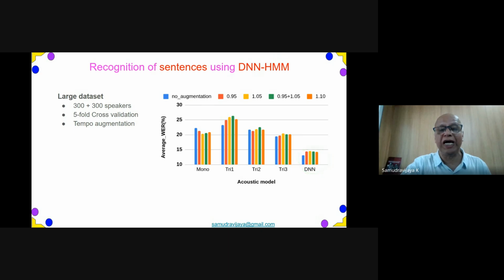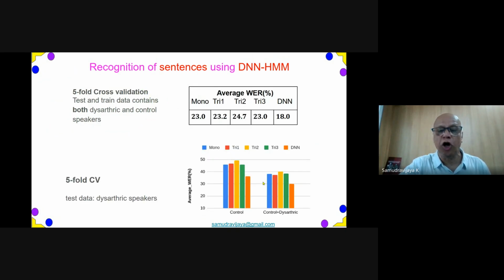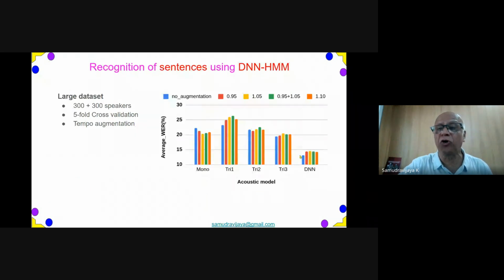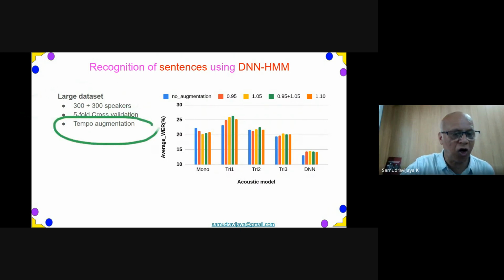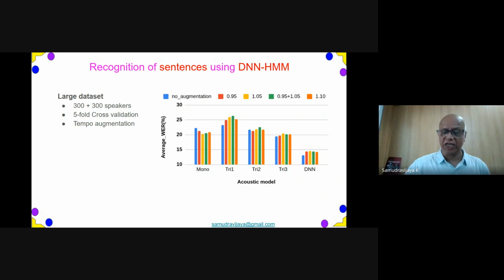So error is 14% when you use a large data set. On the other hand, error is about 30% when we use only the 100 dysarthric speakers database. This points out two things. One is use a large data set. If a large data set is not there, you try to do the augmentation. We are still working on it. And use discriminative models, use DNN. So this is the experiment that we have done.